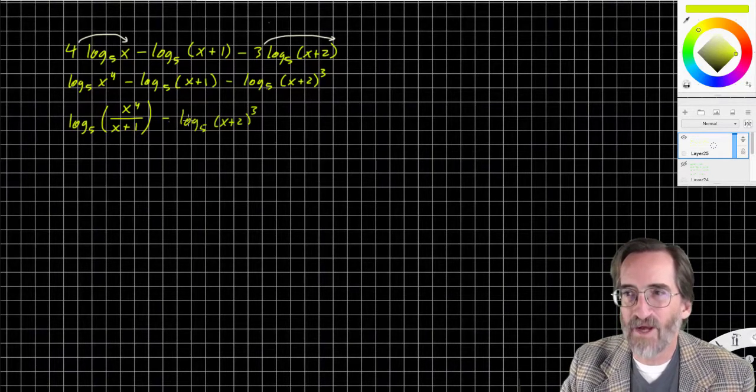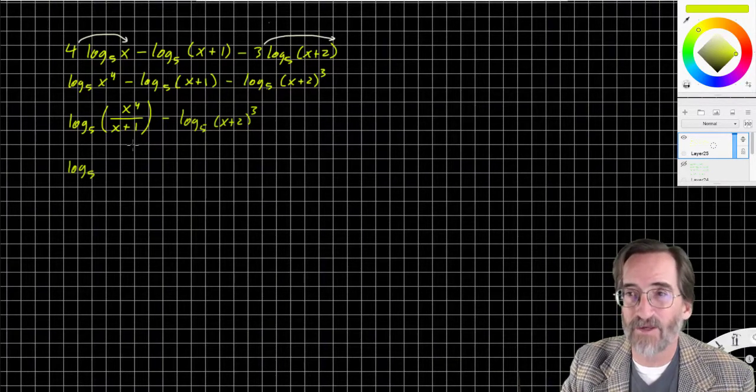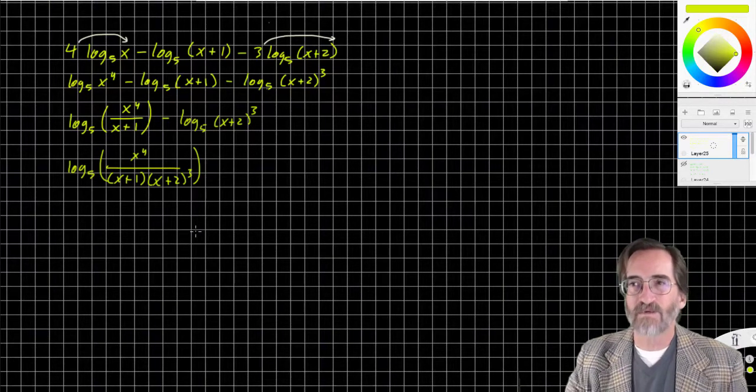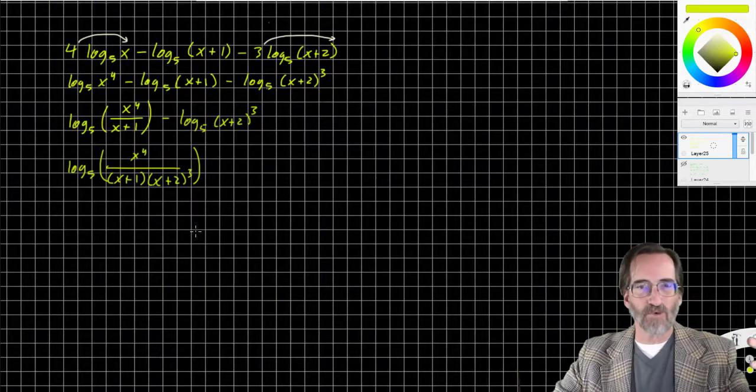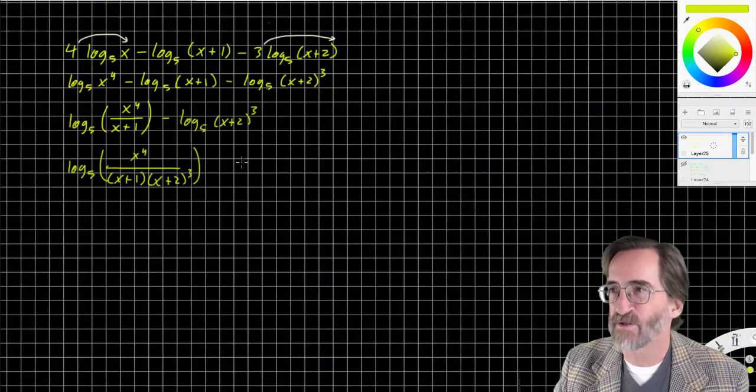Now we have another difference of logs, right? A difference of logs is a log of a quotient. So log base 5 of, and now I'm going to combine this. To divide a fraction means to multiply by the denominator. So in the denominator we have x plus 1 times x plus 2 cubed, and in the numerator we've got x to the 4th. So we have simplified. We've taken a logarithm that's been broken apart and condensed it into a single logarithm using these rules.